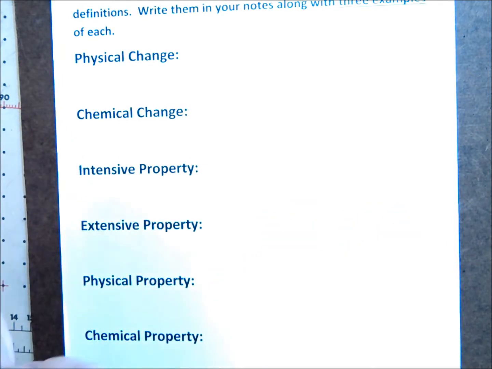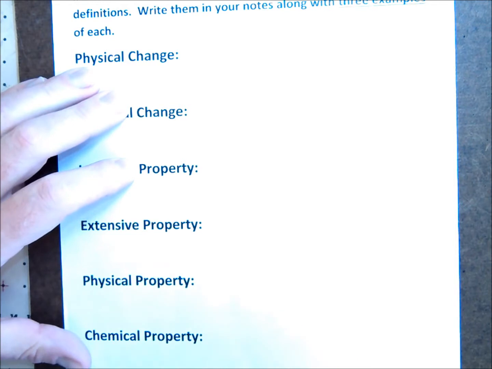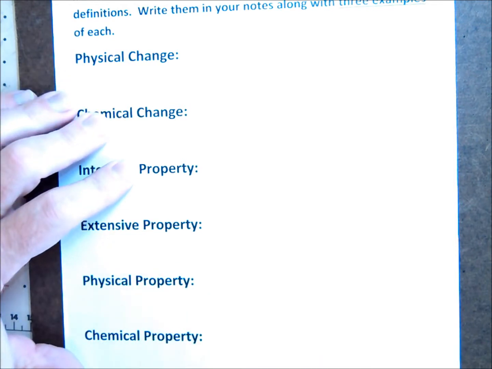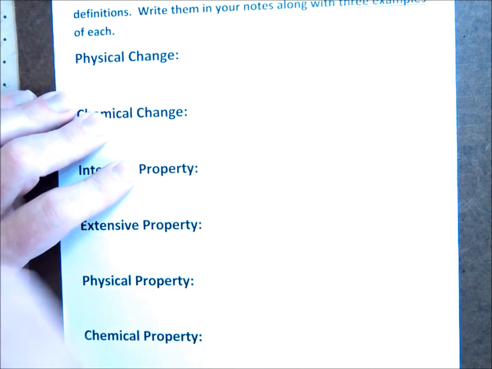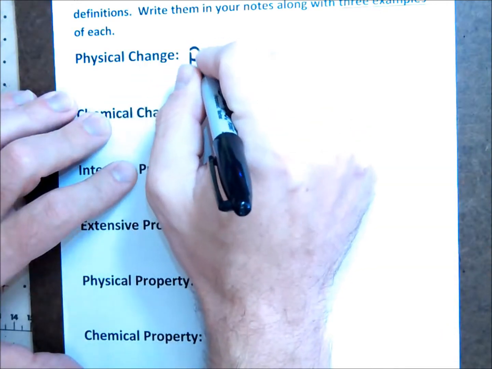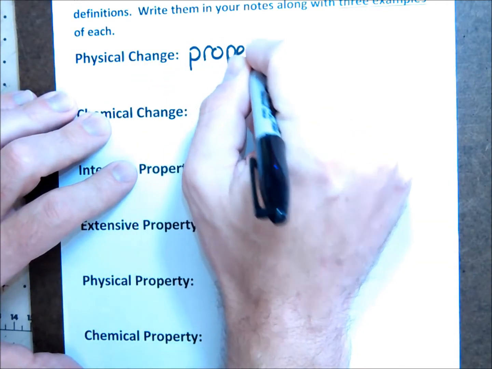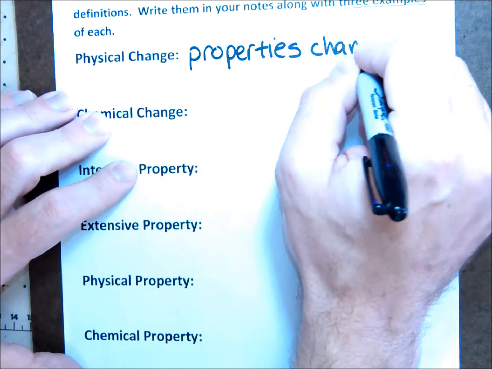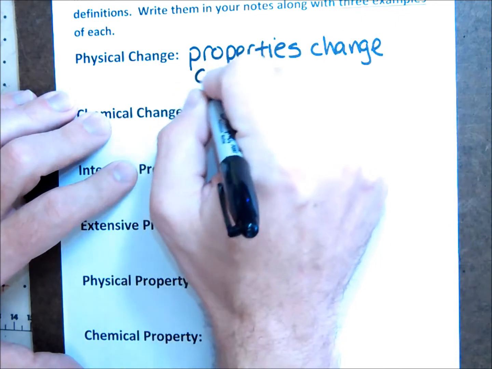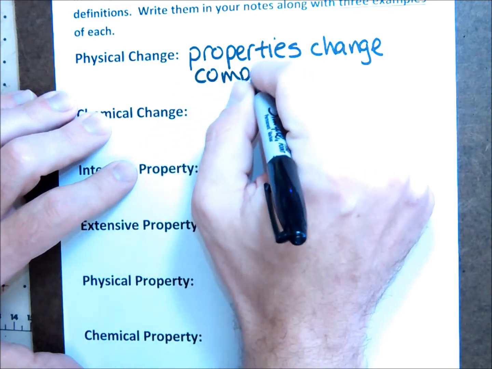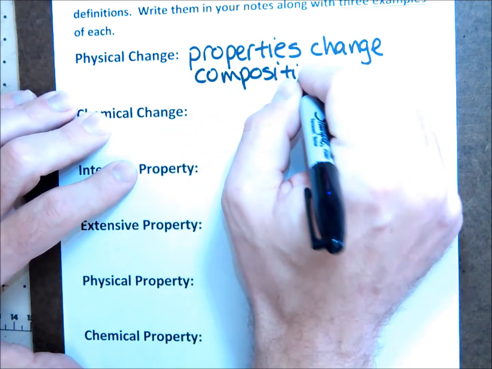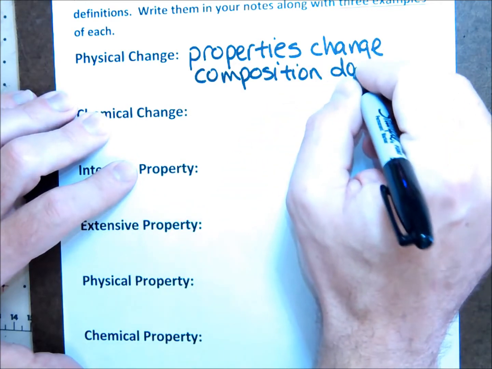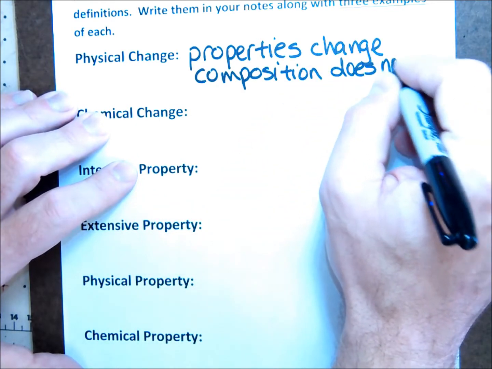How about Jacob? Jacob, what did you find for physical change? Or I think we might have already done this, but let's write it down here. Not example, definition first. Properties change. Composition does not.